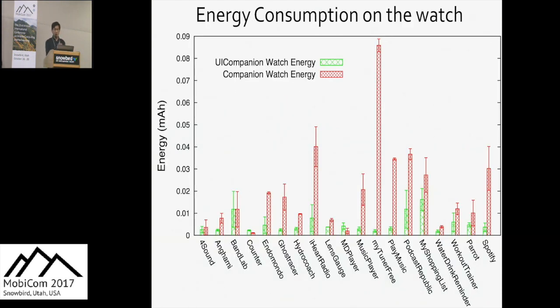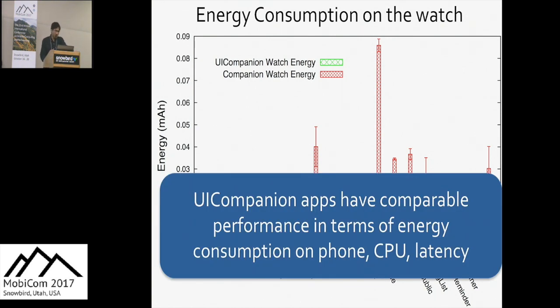We're also comparing the energy consumption between the UI companion and the companion on the watch. Here's the figure. The x-axis represents the name of the apps that we use to measure, and the y-axis is the energy consumption, which means that the lower the better in this figure. You can see that in 90% of cases, UI companion apps consume less power than the original version. Why is that? Because we're offloading all the computing to the phone. We've also done other experiments to confirm that UI companion apps have comparable performance in terms of energy consumption on phone and CPU latency.